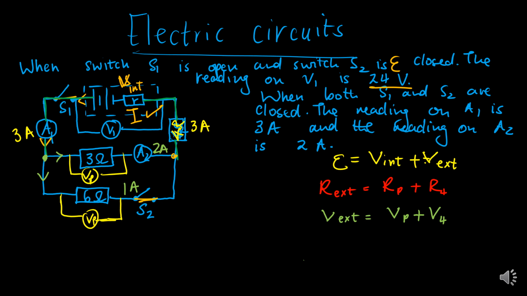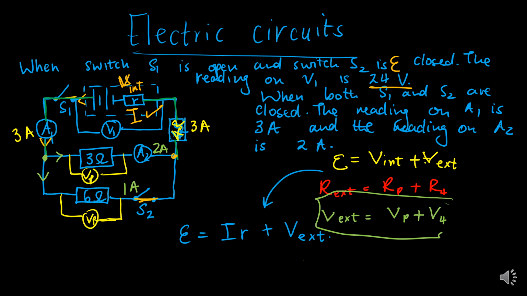So that I already have. But this V internal I definitely do not have. But I may not necessarily need to find the V internal, because I can expand this equation and write it like this: IR plus V external, right? But I'm definitely going to need to find the V external. So how can I do that? This is one of the ways in which I can approach this question. We've already spoken about this. Remember this? So let's go back to this.